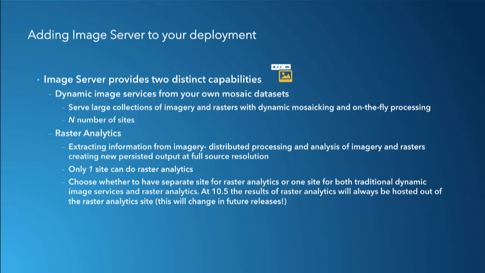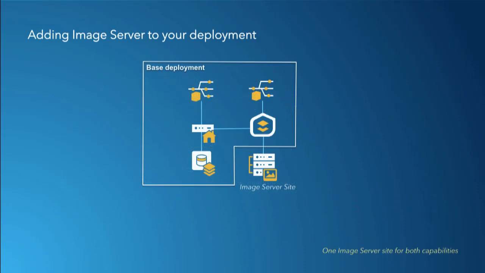So those are 2 very, very different ways of looking at similar functionality, but one is persisted, one is not. One is small area, one is potentially large area, your entire mosaic dataset, or a lot of pixels, right? So it's about being able to process those potentially billions and billions of pixels very quickly across many machines in the case of raster analytics. So adding image server to your deployment can look like this. You already have your base deployment, now you're just adding an image server site.